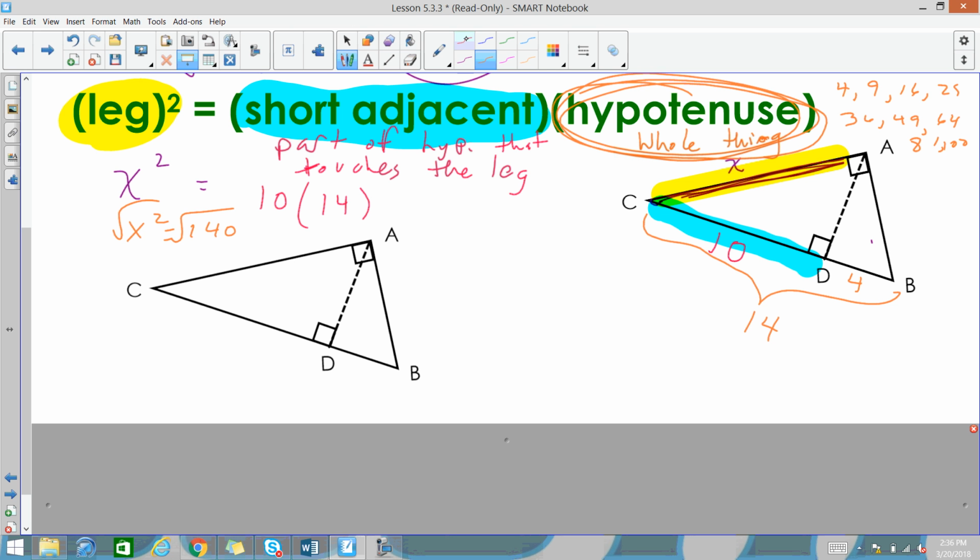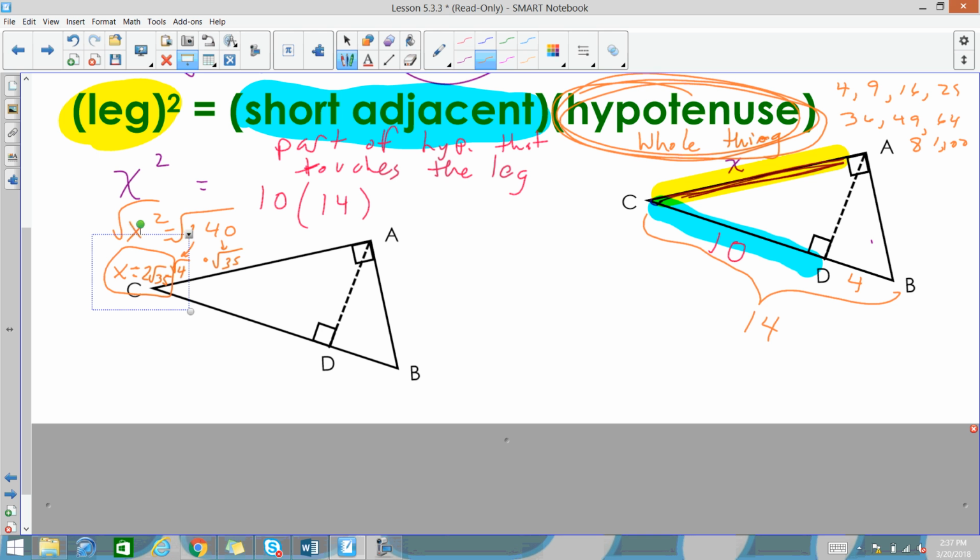So what's the largest perfect square that's divisible into 140? I believe 4 is the only one, because what you're going to get from here is the square root of 4 times the square root of 35, because 4 times 35 gives you 140. So we're going to get x equals square root of 4 is 2 root 35. And that is your final answer. And that's your second formula. It's leg squared equals short adjacent times the entire hypotenuse.